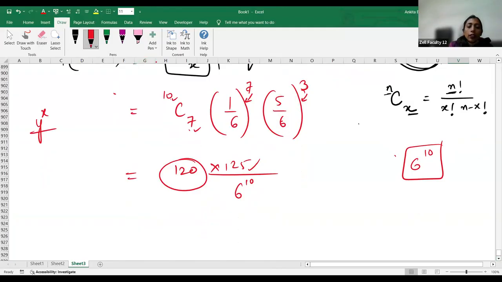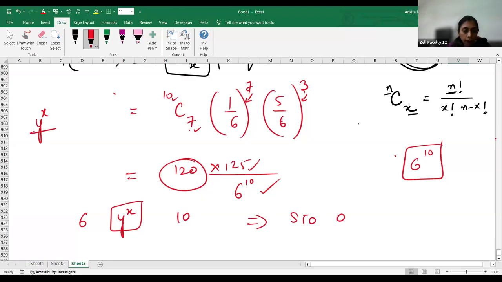So this is there in the denominator. Now what do we do? We have to solve 6 to the power 10. So I'll write 6, then press y to the power x, then press 10 equals to, I'll get a very big number. So I can store this number, STO 0. So this number has got stored now. Now I'll do 125 into 120 equals to, and then divide by recall 0, and then equal to. So I'll get 0.0002, something like this.